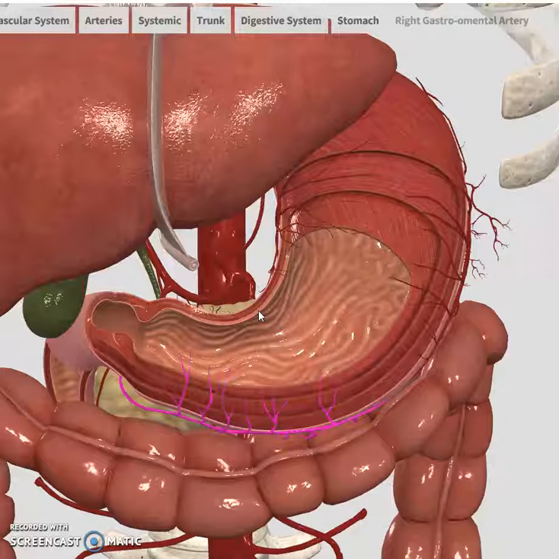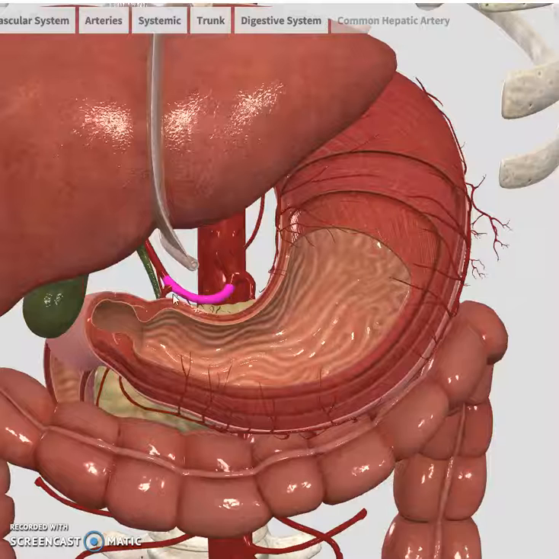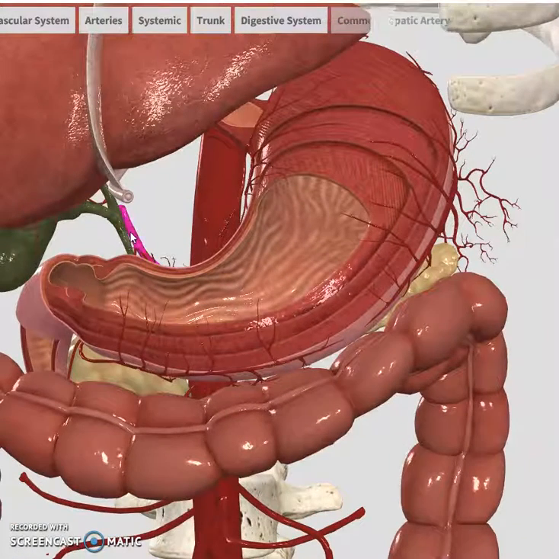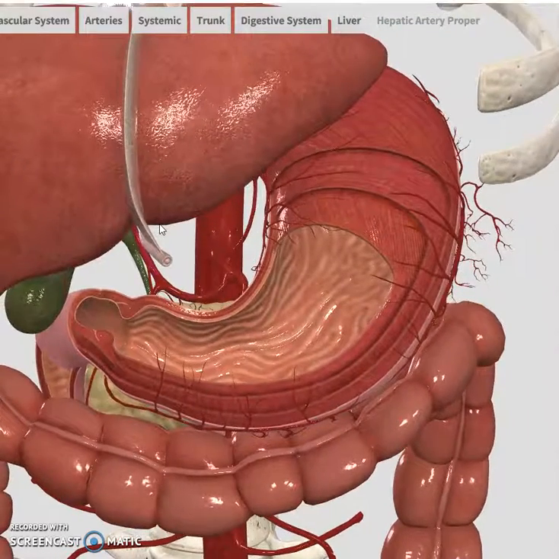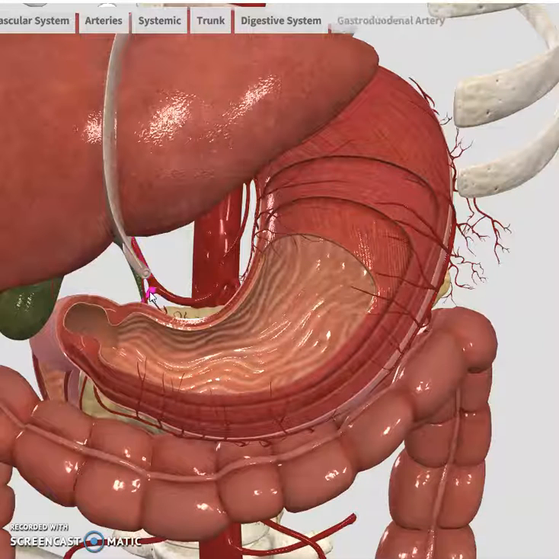Now we will go on to the third branch of the celiac trunk, that is the common hepatic artery. This is the common hepatic artery, the highlighted one. This common hepatic artery will give three more branches. The first one is this one, the proper hepatic artery, the one that is going to the liver. The second one is the gastroduodenal artery. This is the gastroduodenal artery. And the third one is the right gastric.